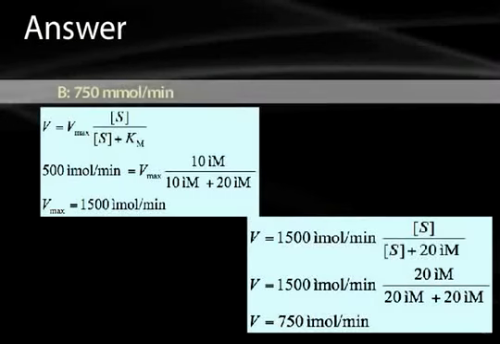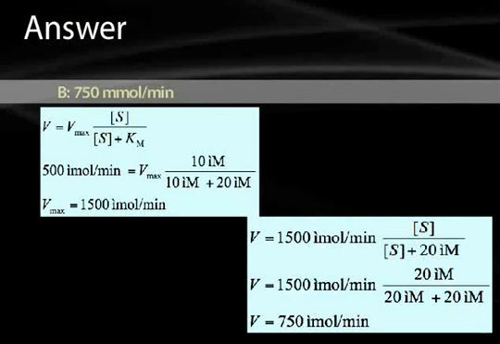The answer is B. All right, let's analyze this question. First of all, we need to figure out what it is that the question wants us to find out. The question wants to know what the reaction velocity will be at a given substrate concentration. So in order to know what the velocity will be at a given substrate concentration, you have to know what Km and Vmax are. Well, we already know what Km is. Km is given to us as 20 micromolar, so we need to find out what Vmax is.